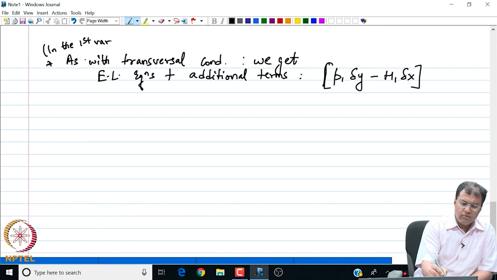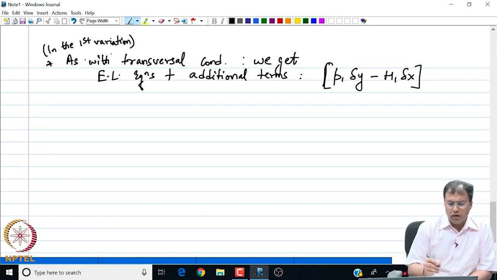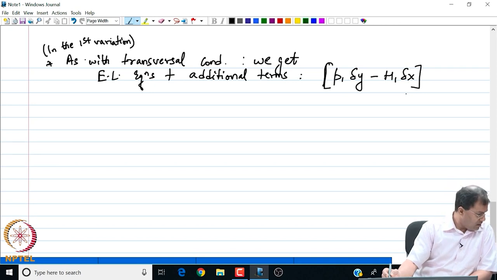What I am trying to say is, we have not yet set the first variation to 0. So, I am just writing down the terms that we will obtain in the first variation. We will get Euler Lagrange in the integral as an integral constraint plus these certain other quantities, right.